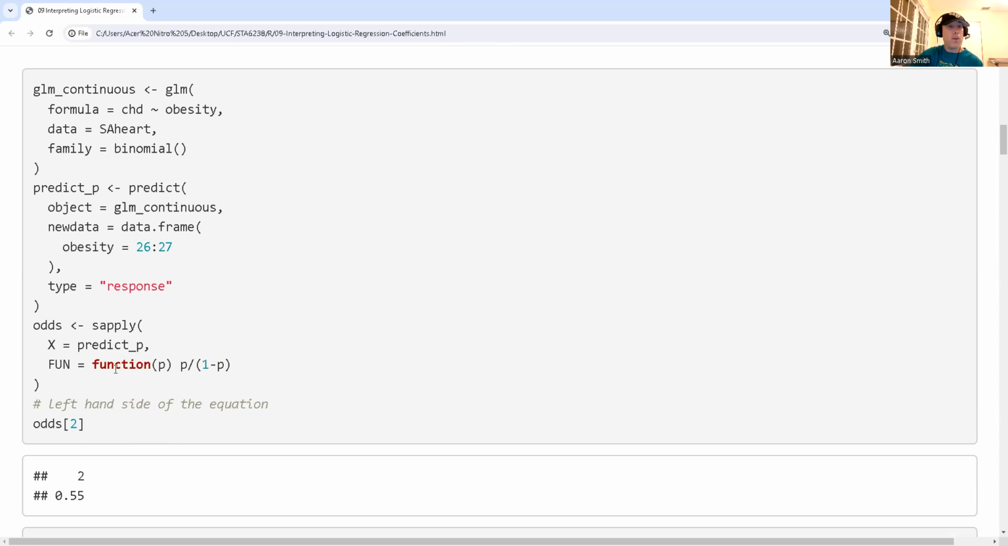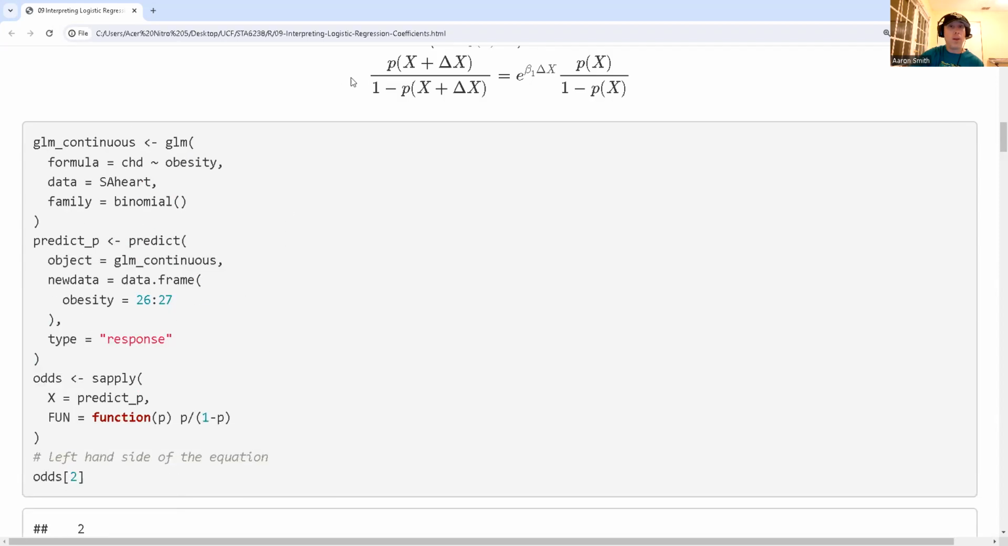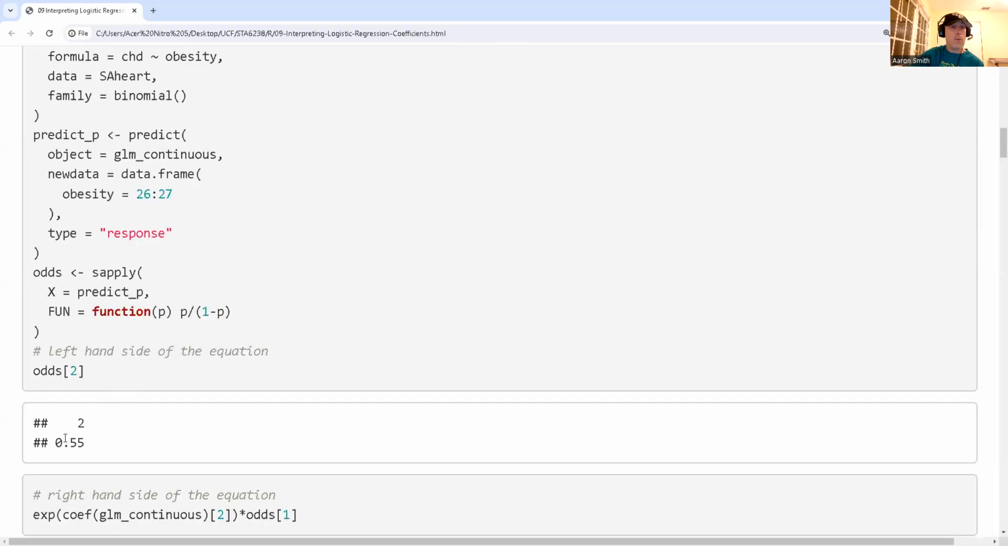All right, so here are the odds that I'm calculating. I'm taking the predicted value here, and then I calculate the odds for each of them. The 26 corresponds to the original odds, and the 27's odds, when plugged in here, are the odds after the change in x. The x is going to increase by 1. So the left-hand side of the equation up here is just going to be that second part corresponding to the 27.